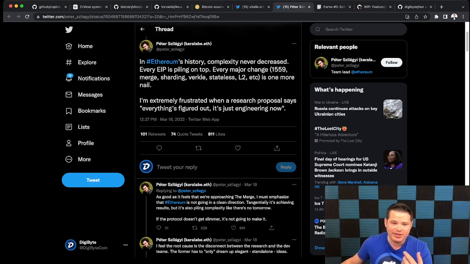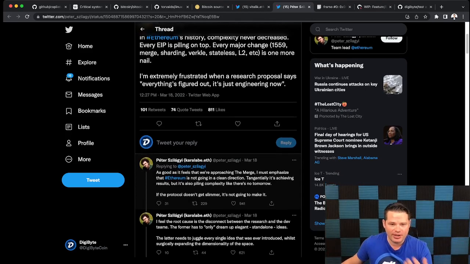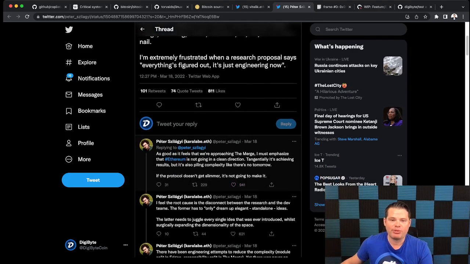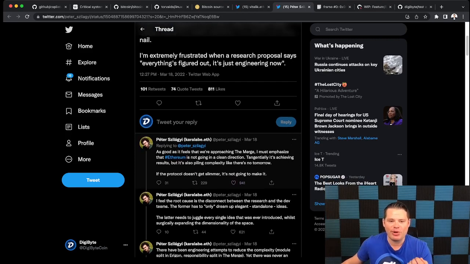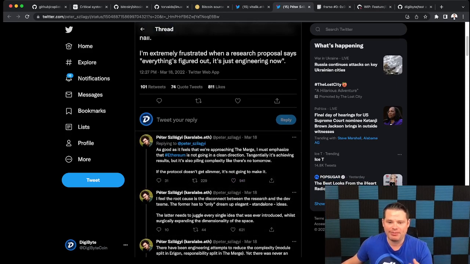And he goes on to say, as good as it feels that we're approaching the merge, I must emphasize that Ethereum is not going in a clean direction. It's achieving results, but it's also piling complexity like there's no tomorrow. If the protocol doesn't get slimmer, it's not going to make it.